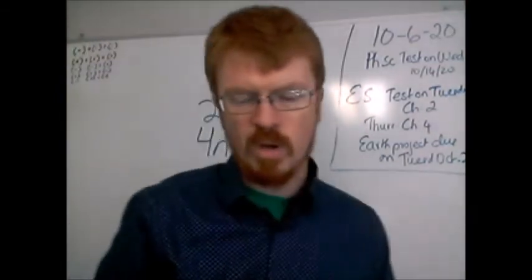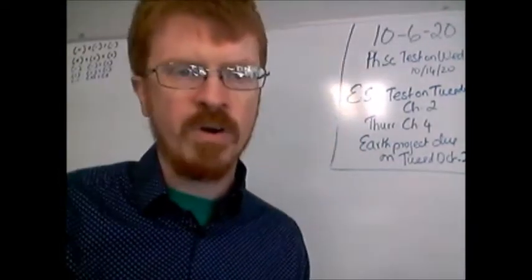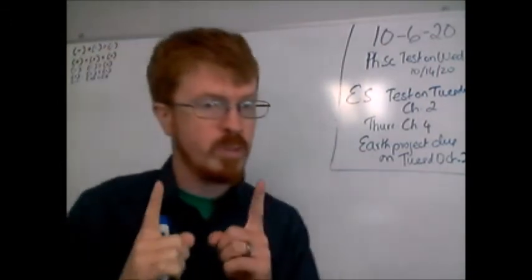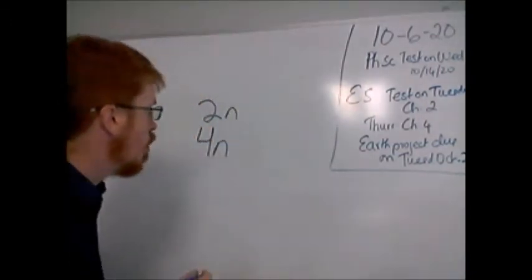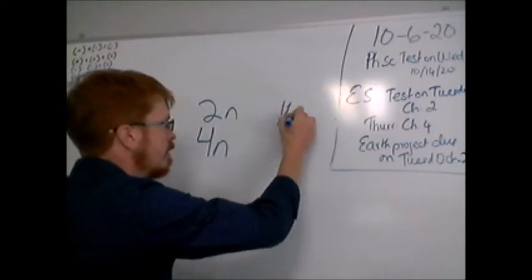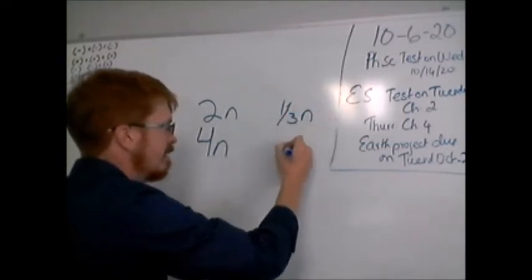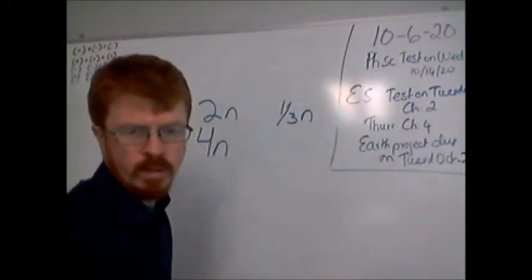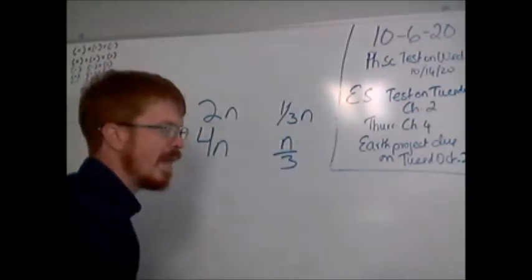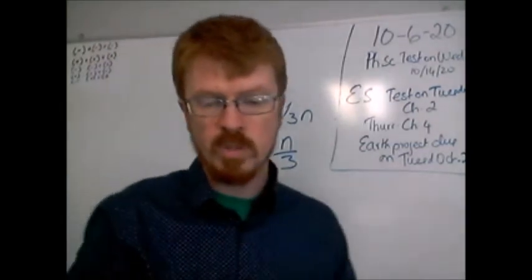Letter C, it says 1/3 of a number. Now this can be written one of two different ways. If it says 1/3 of a number, either you have 1/3 times n, or you can have it as n over 3, or n divided by 3. Those will be the same thing there.